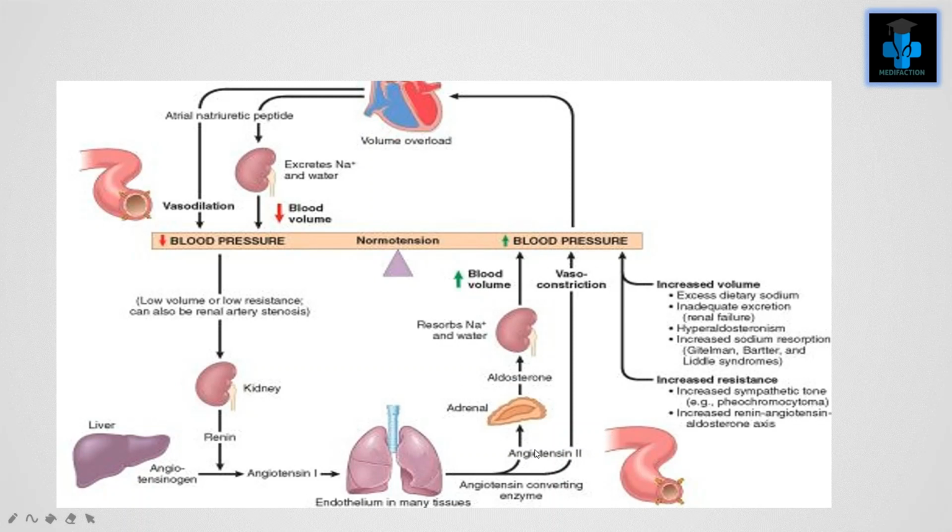The next mechanism shown by angiotensin 2 is that it acts on the blood vessels directly and causes vasoconstriction, resulting in increased blood pressure. And also the third mechanism, where angiotensin 2 acts on the renal tubules, and thus resorption of sodium takes place, which increases the blood volume and also increases the blood pressure, and thus attaining normotension.